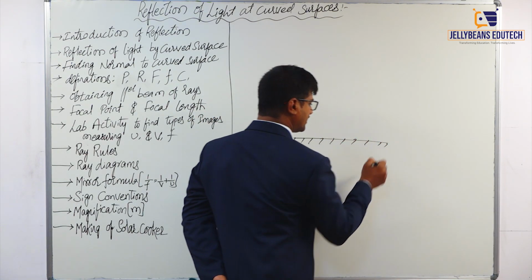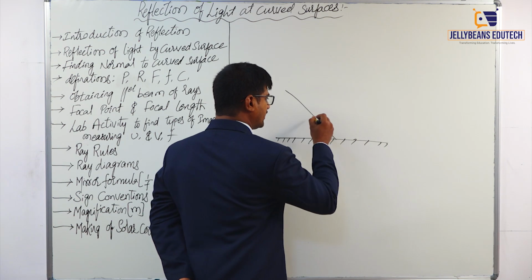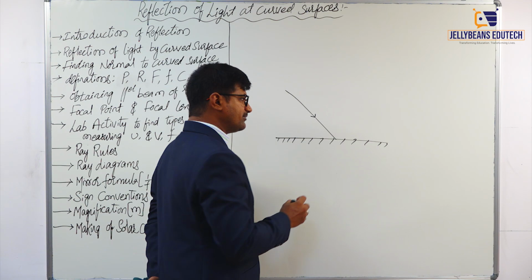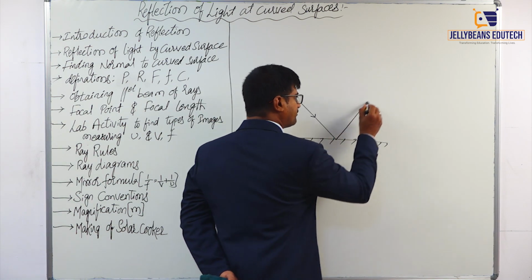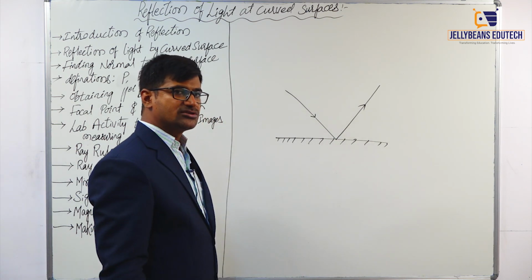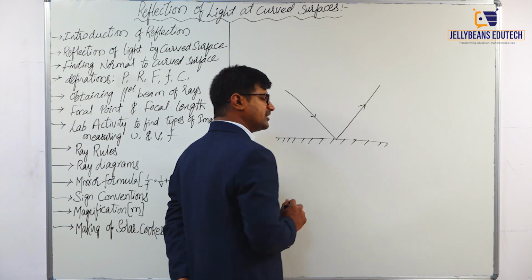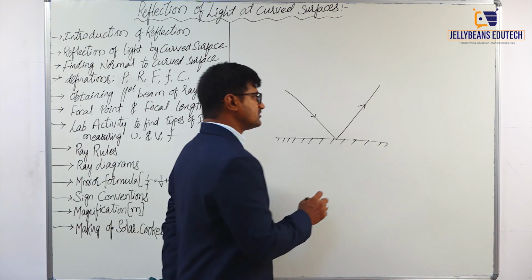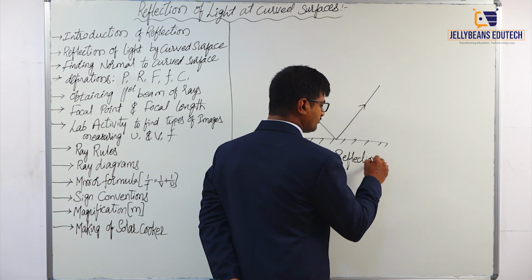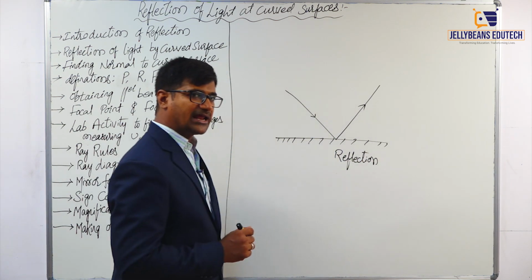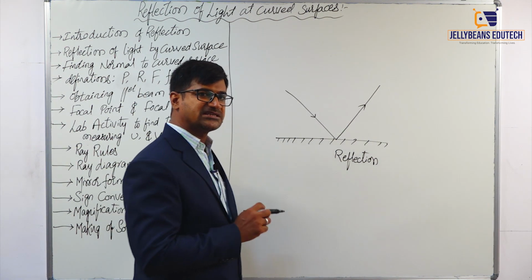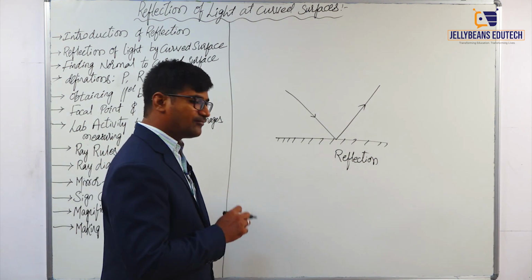We consider this is a mirror. When the light is incident on a smooth reflecting surface, the light rays bounce back into the same medium. Such a phenomenon of light rays is called reflection.